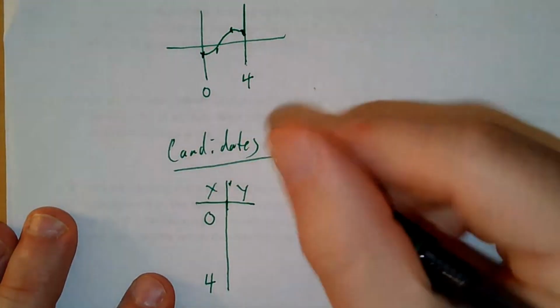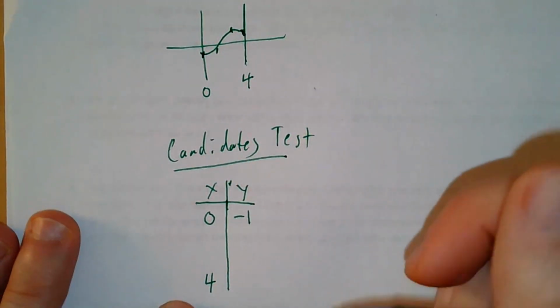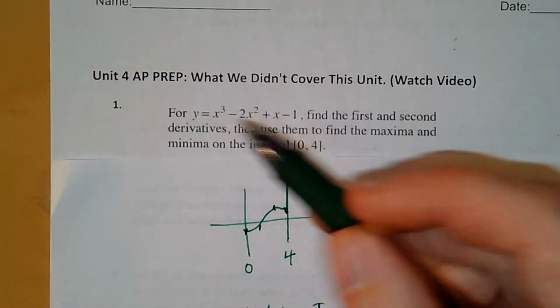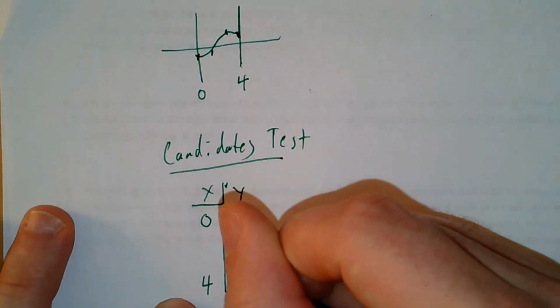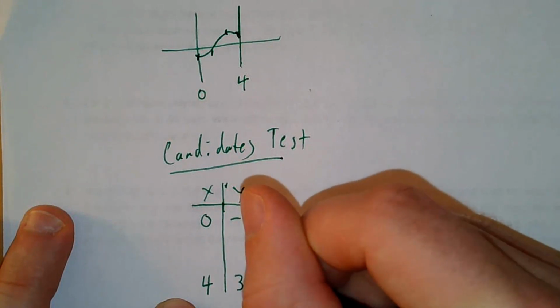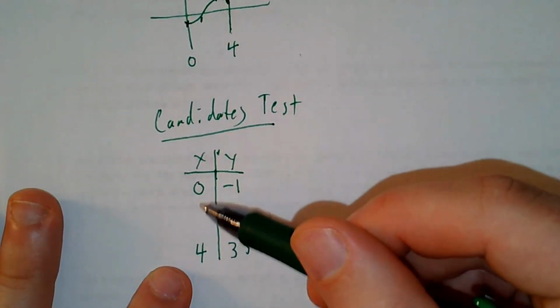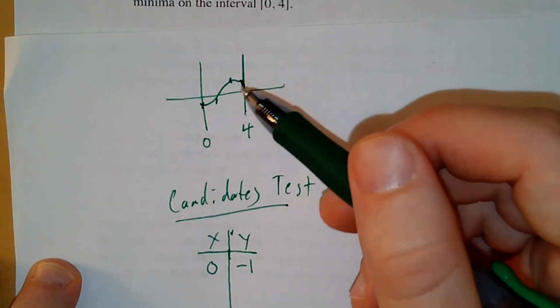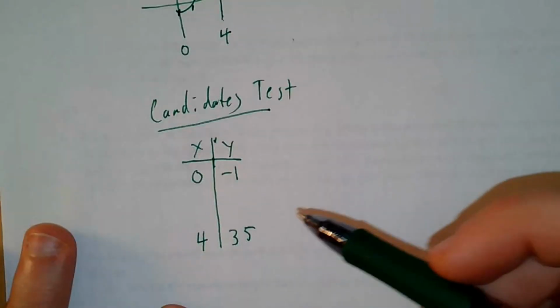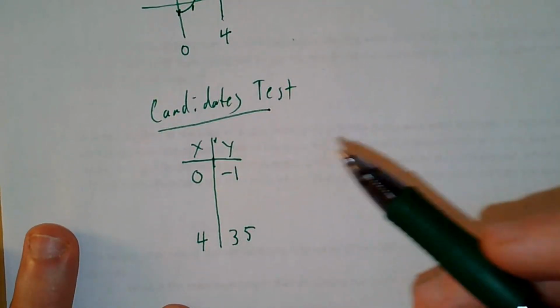So we know for sure that 0 and 4 are options. When I plug in a 0, I get a negative 1. When I plug in a 4 into the equation above, I get 35. But we need to find the humps that are between the 0 and the 4. Those happen at what are called the critical points, where the first derivative equals 0.